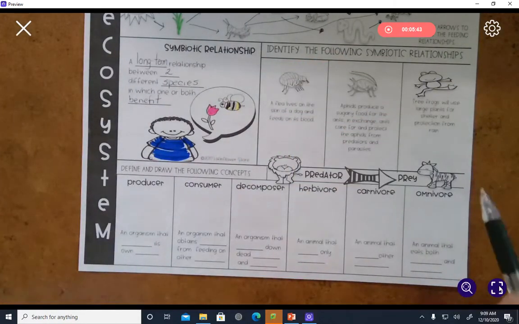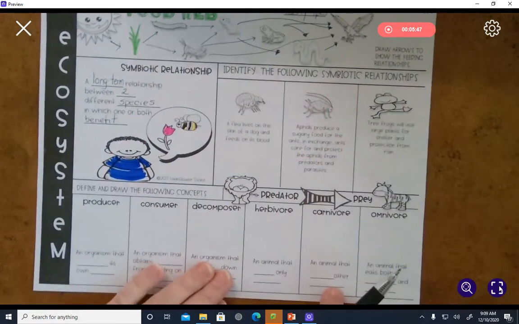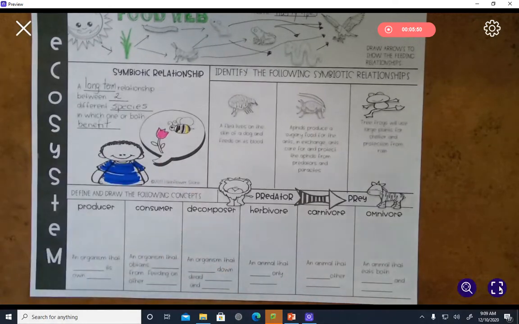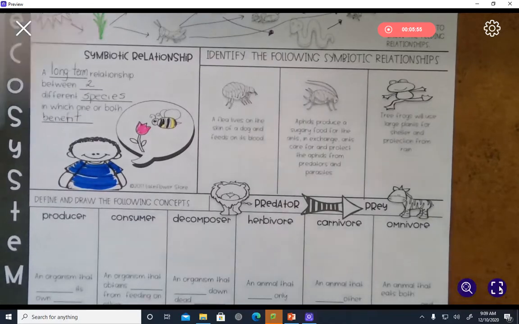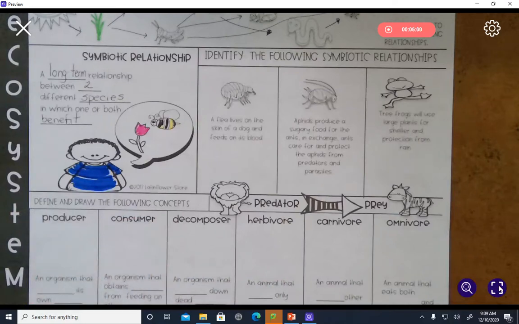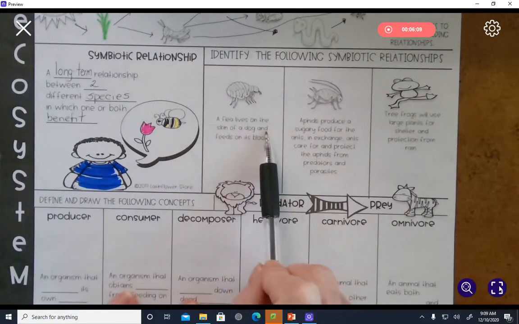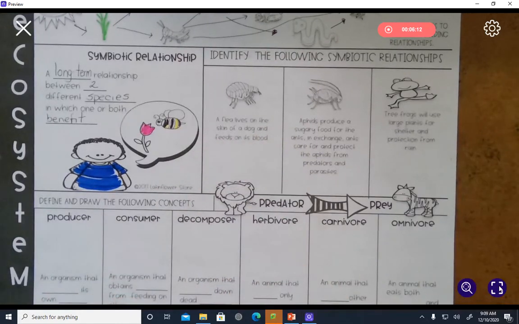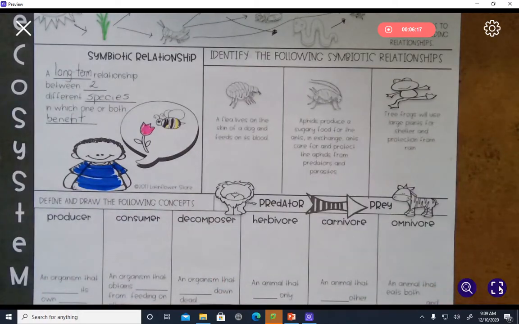So let's see, it says identify the following symbiotic relationships. So remember, there were three, let me see if I get a little closer. There were three types of symbiotic relationships. There was commensalism, mutualism, and parasitism. So let's look at the first one. A flea lives on the skin of a dog and feeds on its blood. So we have a flea getting something and the dog getting harmed.